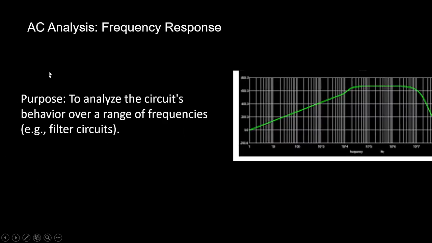Another one is called AC analysis, or frequency response. The purpose is to analyze the circuit's behavior over a range of frequencies, like in filter circuits. What we do here is vary the frequency on the x-axis and see how the amplitude of the voltage or current varies. This is particularly useful for amplifiers. If you change the frequency, you will get a maximum value at some frequency, and it may decrease on both sides of that frequency.